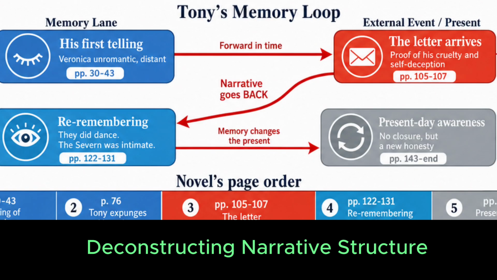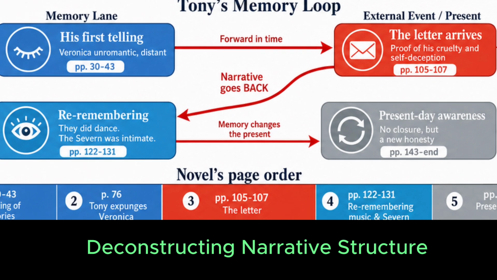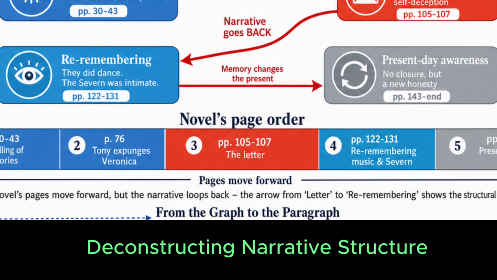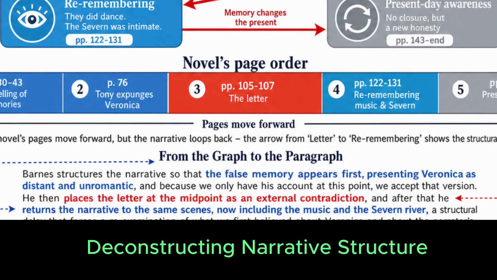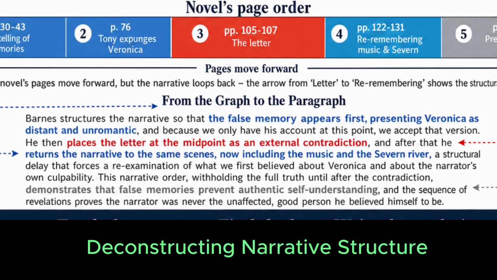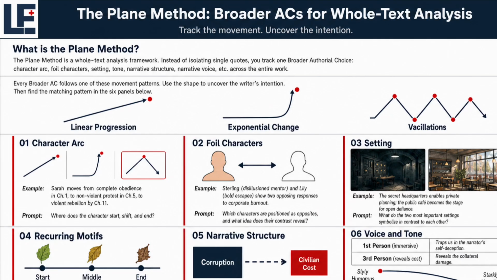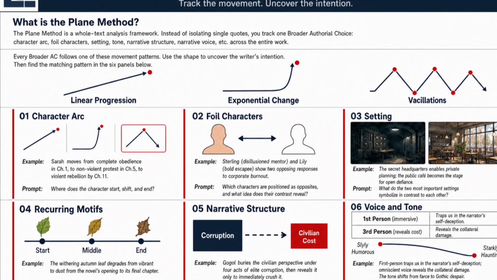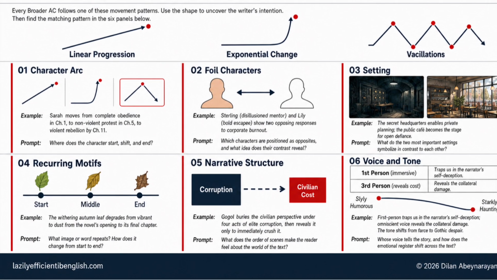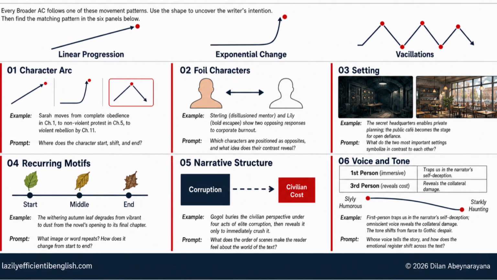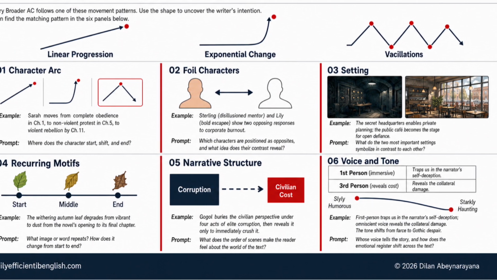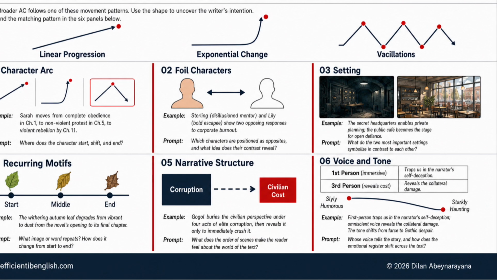So that narrative loop that Barnes creates, the first telling, the external disruption, the re-examination, the present day reckoning, that is an authorial choice that proves the global issue directly. That false memories protect Tony at first, but the narrative structure forces a return to those same moments, and that return is where the self-understanding should begin, but it's a bit too late for Tony himself. But importantly, when we are going through this plain method, we're not just looking at individual quotes, we're looking at the text as a whole. We're trying to see how Julian Barnes actually crafted the narrative to make a point about false memories.